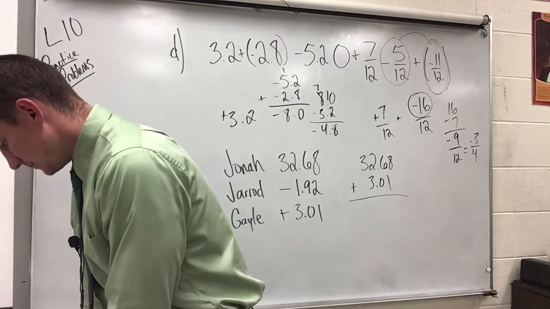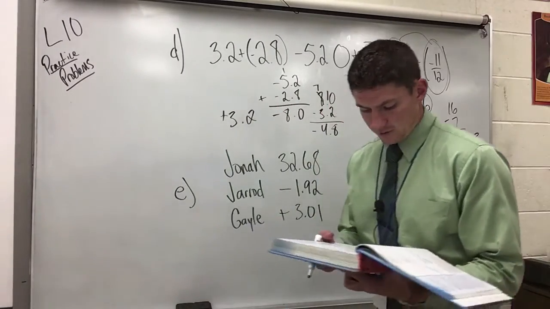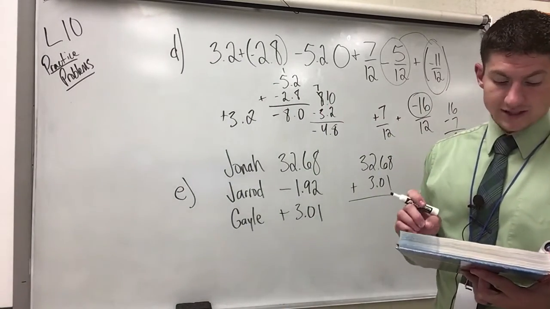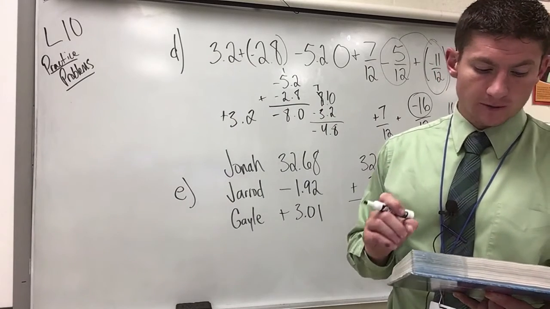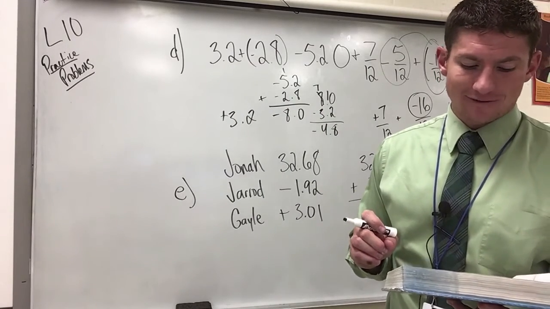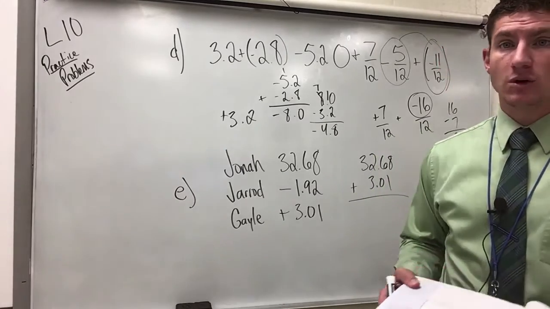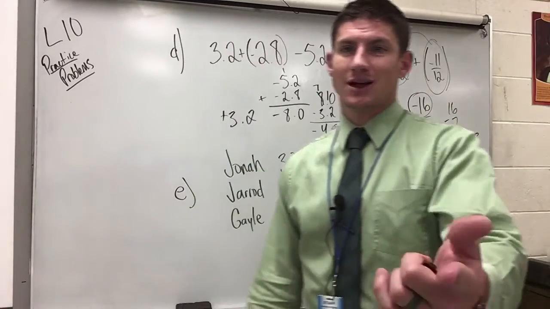In letter E, I'll read the problem for you. Letter E says 35. Jonah ran a race in 32.68 seconds. Jared finished 1.2 seconds before Jonah. Gail finished 3.01 seconds after Jonah. How many seconds did it take Gail to run the race? Oh, I apologize. We got to go back to letter D.